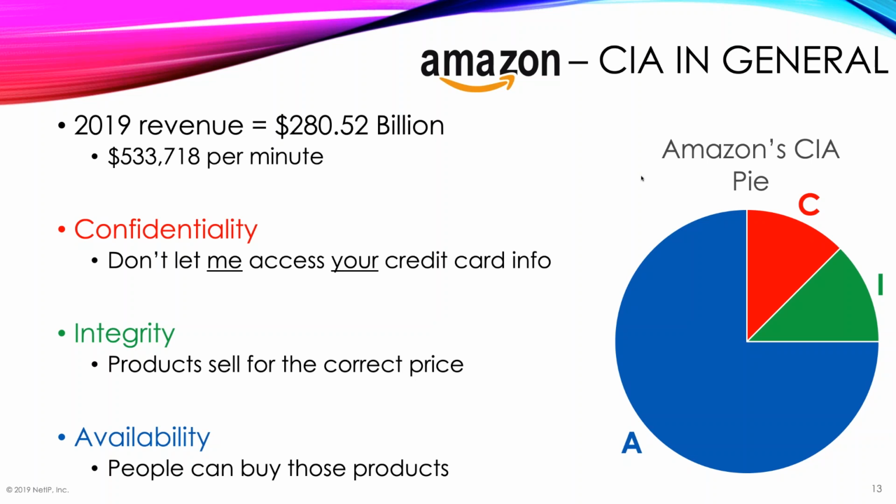Now, they do care about the other two. Integrity: if the book is supposed to cost $100, they don't want me to buy it for $2. And confidentiality: they want me to have to buy stuff with my credit card number, not yours. So they do care that I'm only on my own account and so forth. They do care about the other two, okay? But for their online sales, I think you would absolutely agree, availability is number one without question.